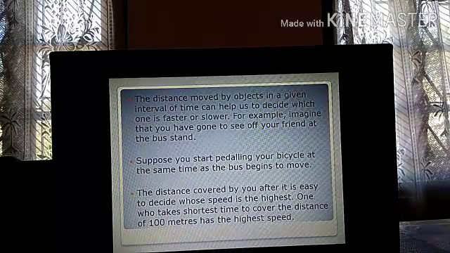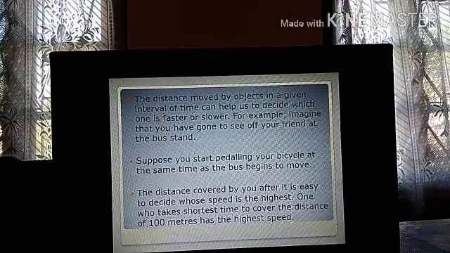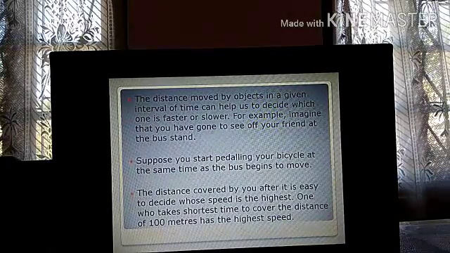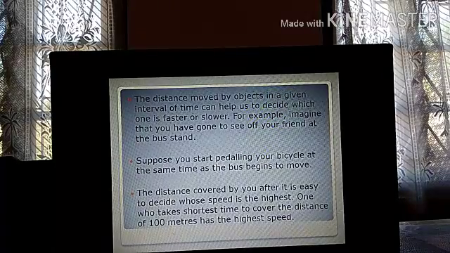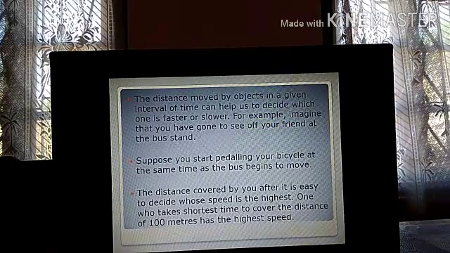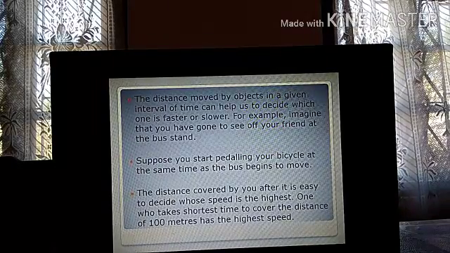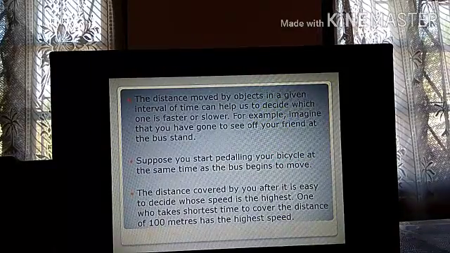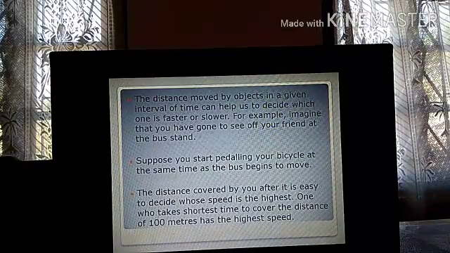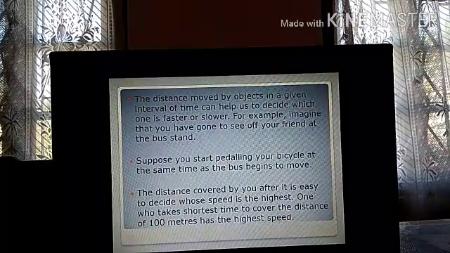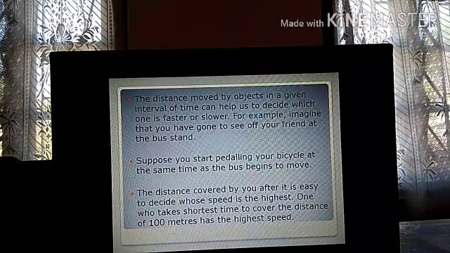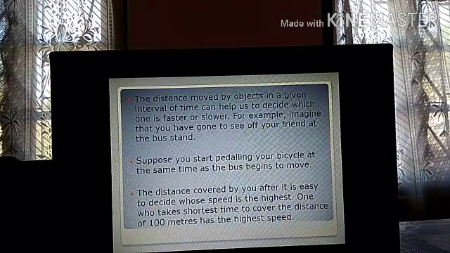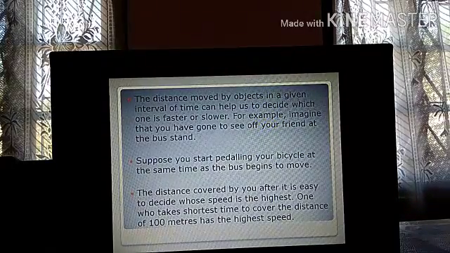Suppose you have to cover a distance of 100 meters. You have started off on your bicycle and the bus has also started. Obviously, the movement of the bus will be faster, isn't it? Why? Because the bus will take less time to cover the distance of 100 meters. Suppose you have taken 10 minutes, the bus will hardly take 3 to 4 minutes, isn't it? So that means, looking at the time taken to cover a particular distance, you can easily say which one is faster and which one is slower.